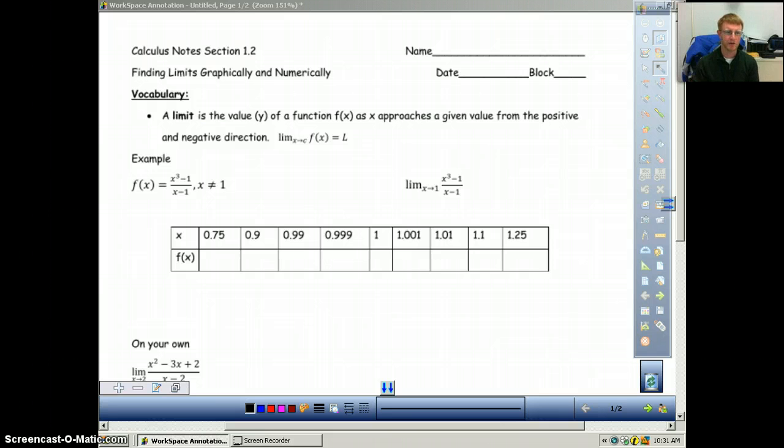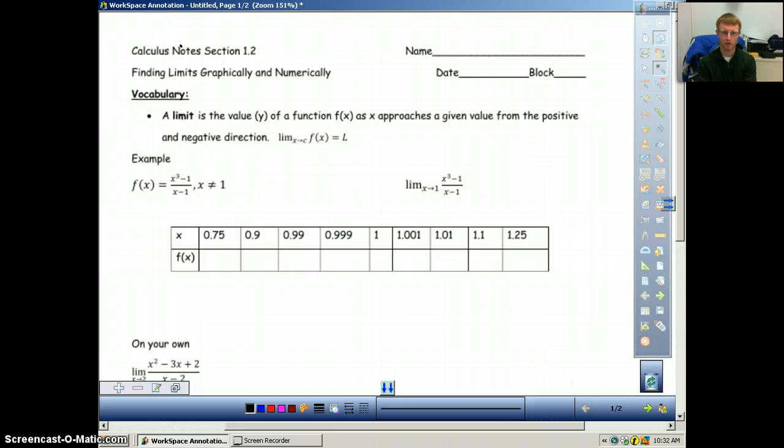But let's first look at the vocabulary term here. It says a limit is the value y that you get of a function as x approaches a given value. In other words, if I told you that x is approaching, say, 5, as x approaches 5, you would look at what is happening on a graph as x approaches 5, and you'll be looking at it from both sides of that number.